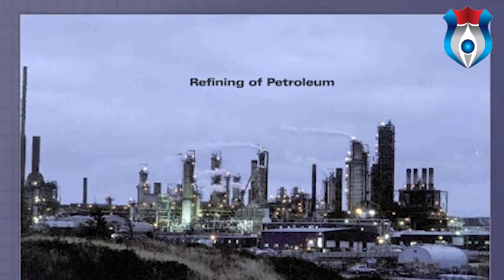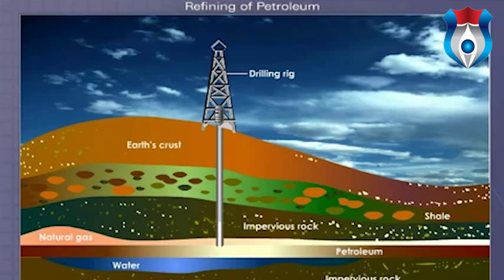Refining of petroleum. Petroleum is obtained by drilling holes or oil wells into the earth's crust. When a well is drilled through the petroleum-bearing rocks, usually natural gas comes out first with a great pressure. This is followed by crude oil, which comes out due to the gas pressure. Petroleum is separated into its constituents by the process of fractional distillation.